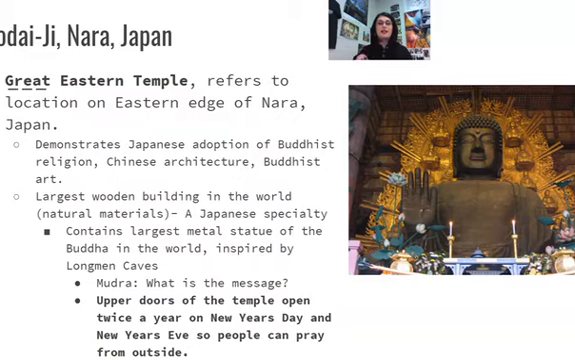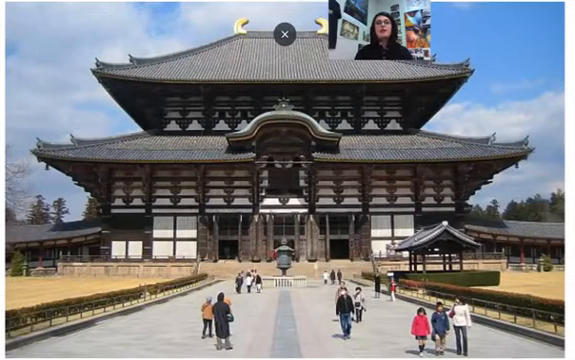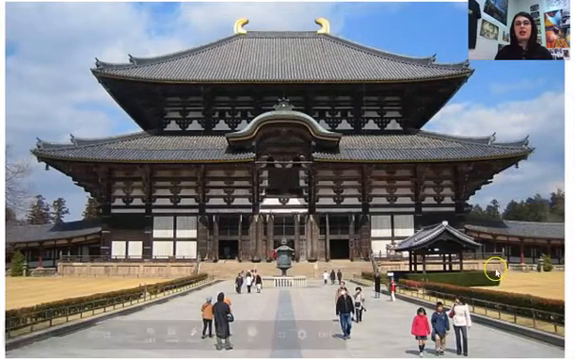And twice a year, on New Year's Day and New Year's Eve, they open the upper doors so people can actually pray to the Buddha inside from the outside of this. So this is the Temple of Todaiji in Nara, Japan.